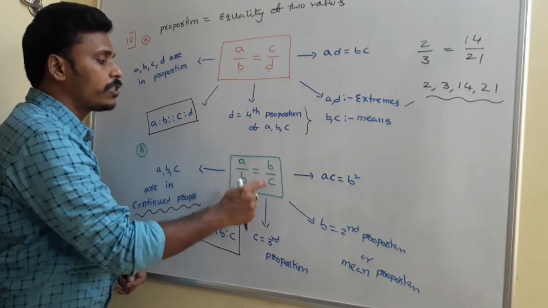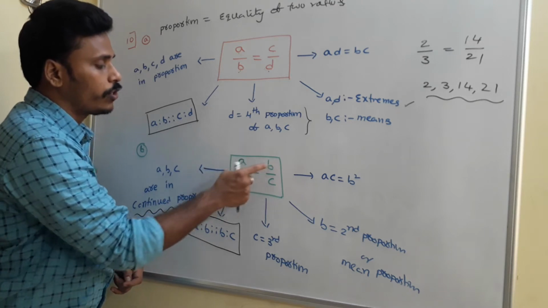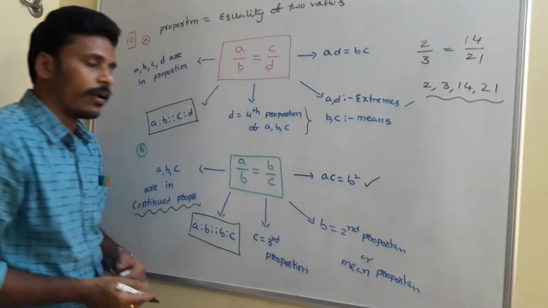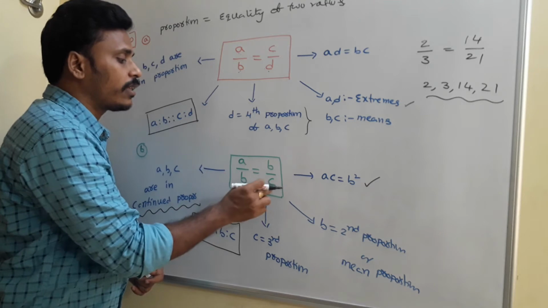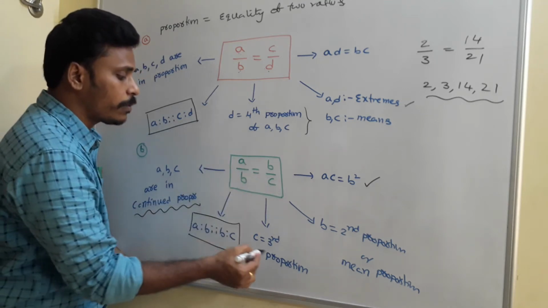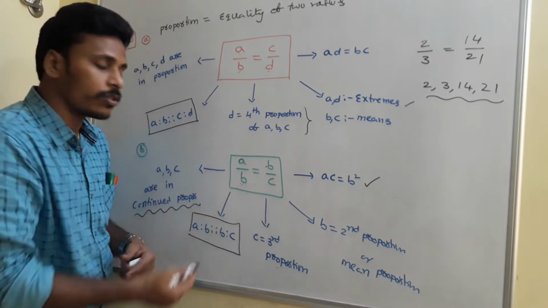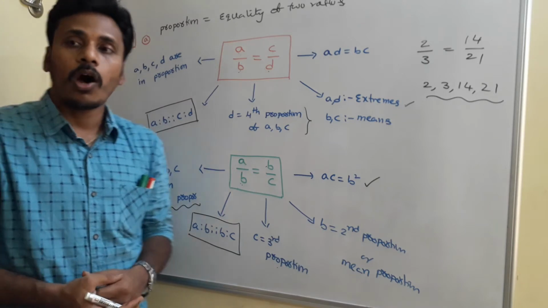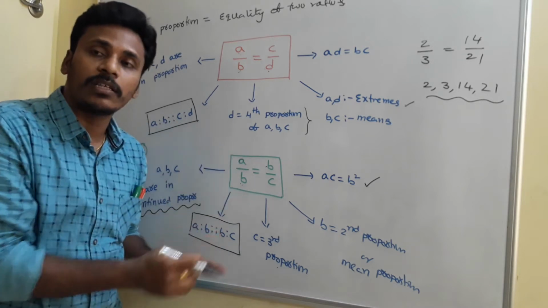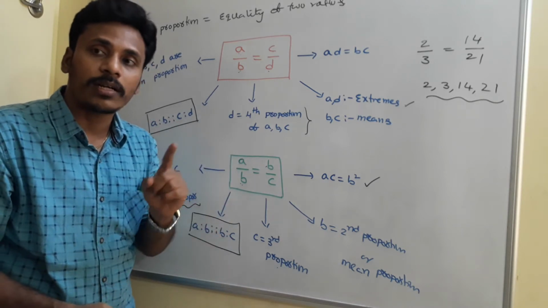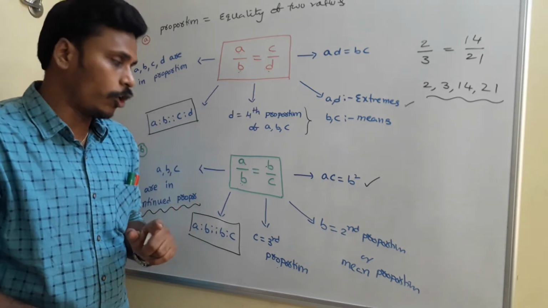If A by B is equal to B by C and you do cross multiplication, the product of these two is equal to the product of these two, so AC is equal to B square. A, B, C are three elements, and C is the third element, mentioned as the third proportion, whereas B, which is common to the two ratios, is mentioned as the mean proportion or second proportion. If A by B is equal to B by C, C is the third proportion and B is the second proportion. If four elements are different, then D is the fourth proportion. You need to memorize these.